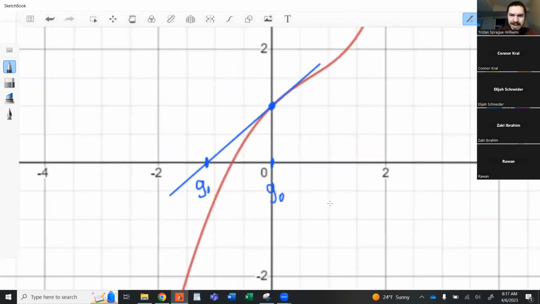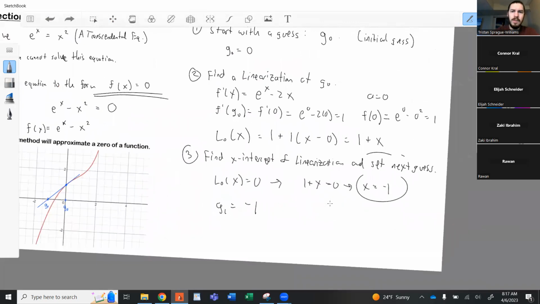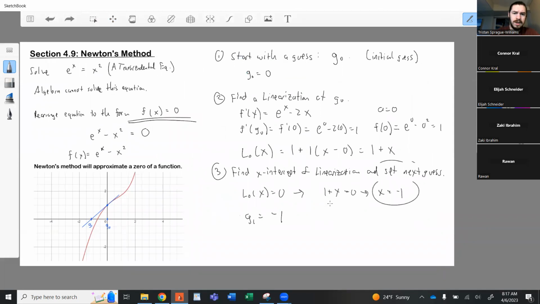So I didn't draw my tangent line perfectly well. This is supposed to be slightly over here. This is supposed to be like there instead of there. Whatever. That's okay. And then what we do is we repeat. We go back to step 2, and we're going to repeat it. We're going to loop. Okay.